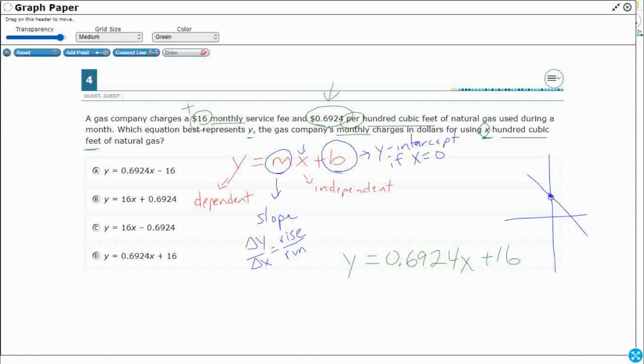Normally we would see monthly and want to make that the unit rate, but since y already is just the monthly charges, then that is actually a y-intercept. It's just going to be 16 bucks plus this unit rate times the 100 cubic feet of natural gas that is used. And so you see our answer here is going to be D.